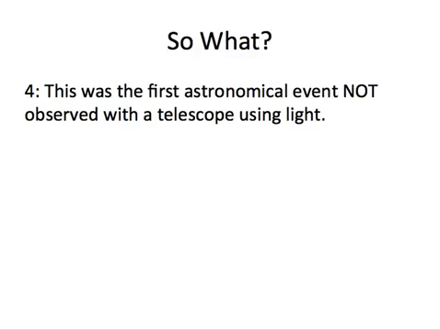And the reason is that this was the first astronomical event not observed with a telescope by light. All the other information we've gotten about the outside universe we've gotten from forms of light, whether they're gamma rays or X-rays or radio waves, using all the different types of telescopes and gathering all those different types of light, microwaves for the microwave background radiation, all these different types of light. But this time we've gotten a different type of data, something that's not light. So why is that a big deal?